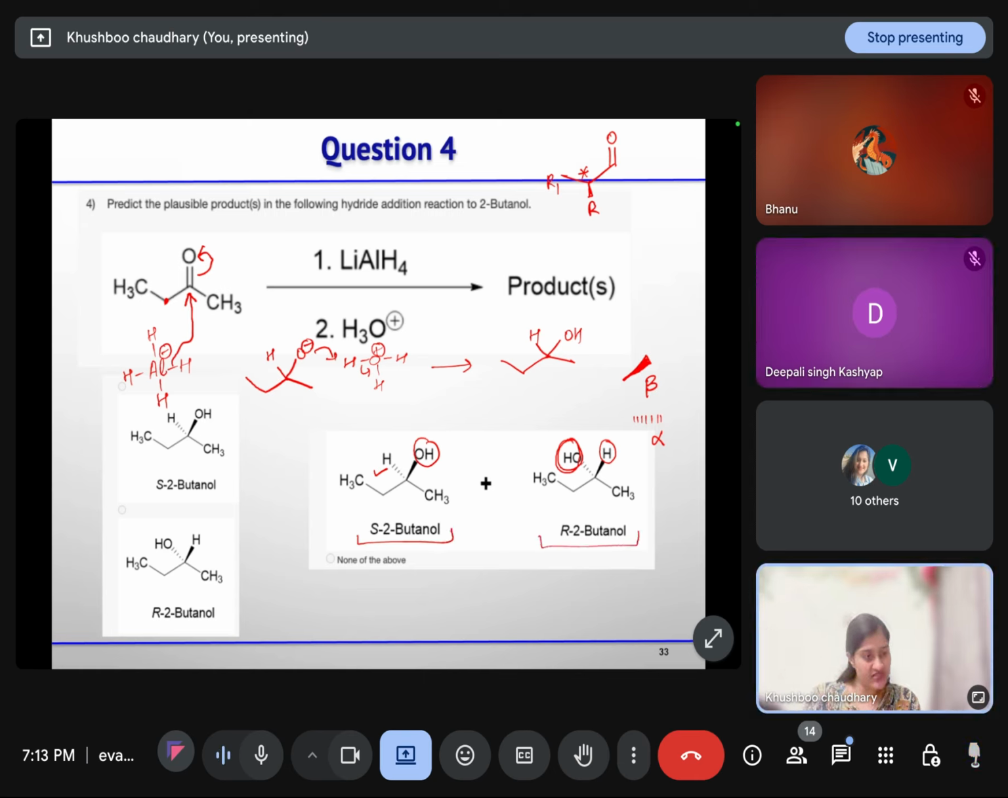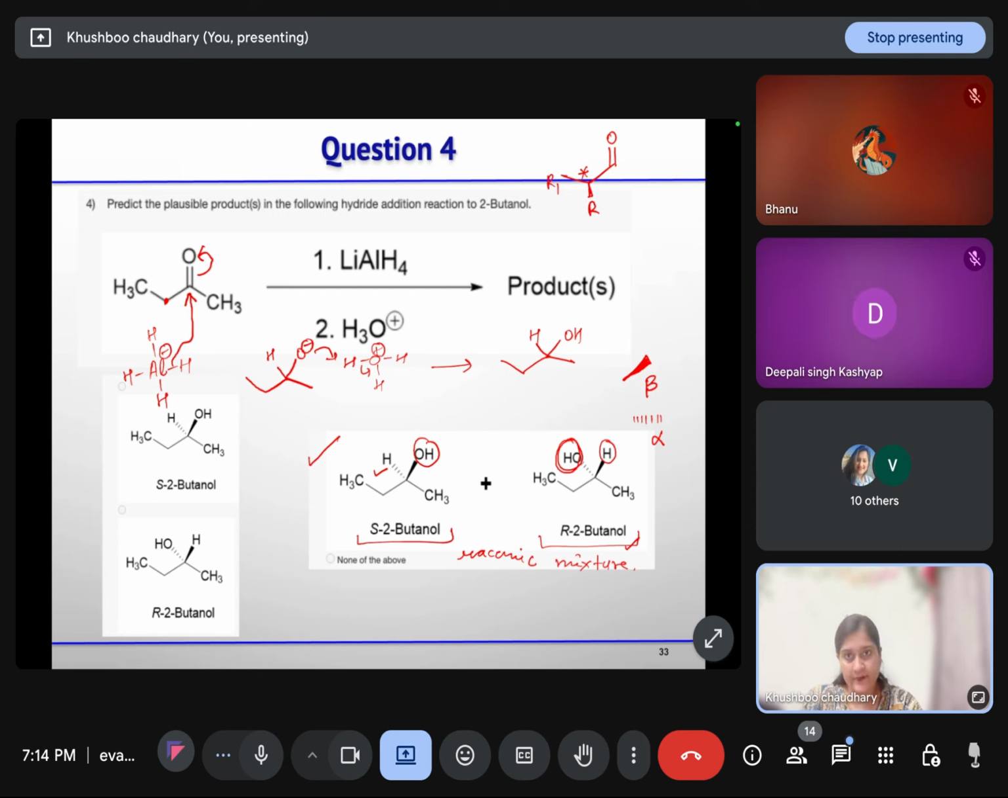So two possibilities are there, and they are asking about plausible products. So the correct option is option C: both products are possible, and they are a racemic mixture, enantiomers of each other. So this is a racemic mixture of S and R butanol. Clear?